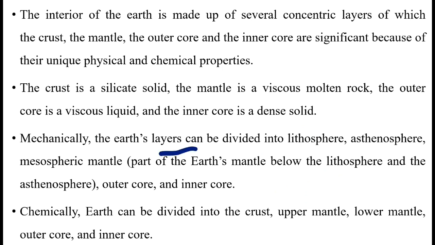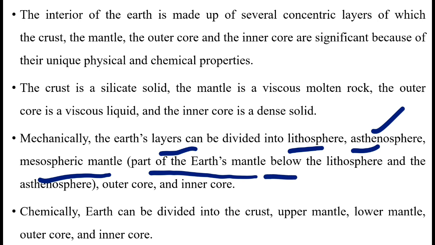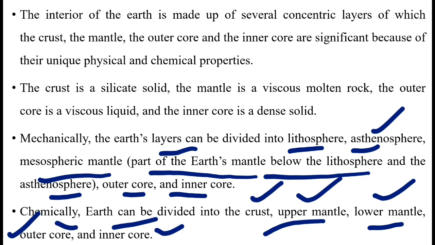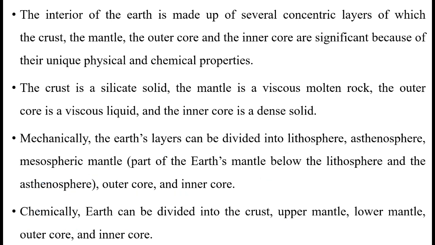Mechanically, the earth can be divided into lithosphere, then asthenosphere, then mesospheric mantle, meaning the part of the mantle below the lithosphere and the asthenosphere, then outer core and, inner to it, the inner core. Chemically, earth can be divided into crust, which is the upper layer, then upper mantle, which is inner to crust, then lower mantle, then outer core and finally inner core. So these are various layers of the earth.